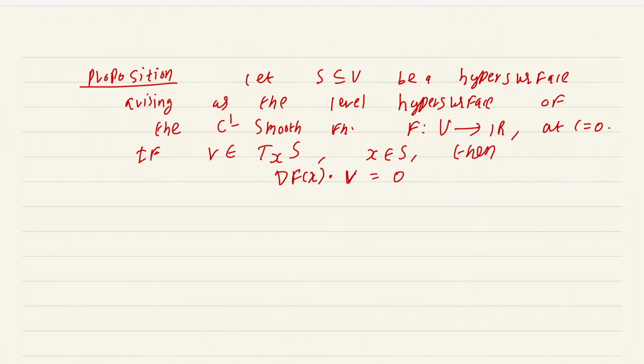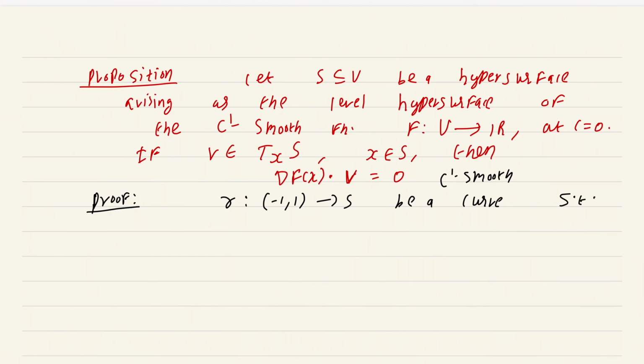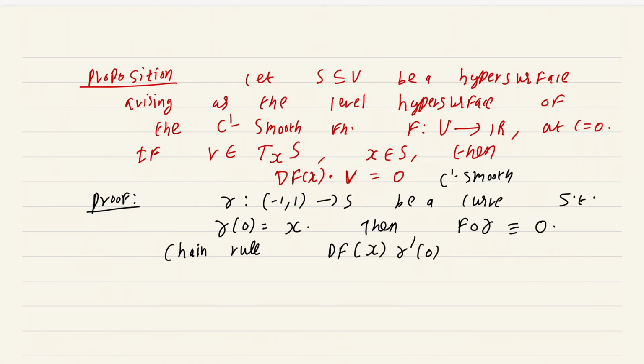So proof, this looks very complicated, but the proof is even shorter than the statement. Let gamma from -1 to 1 to S be a C1 smooth curve such that gamma of 0 is equal to X. Then f composed with gamma is identically 0 because f is going to be 0 on S. S is nothing but the level hypersurface of f at 0. Now chain rule tells us that df at gamma of 0, which is just X, acting on gamma prime at 0 is just 0. This is the same as gradient of f of X dot product gamma prime of 0.